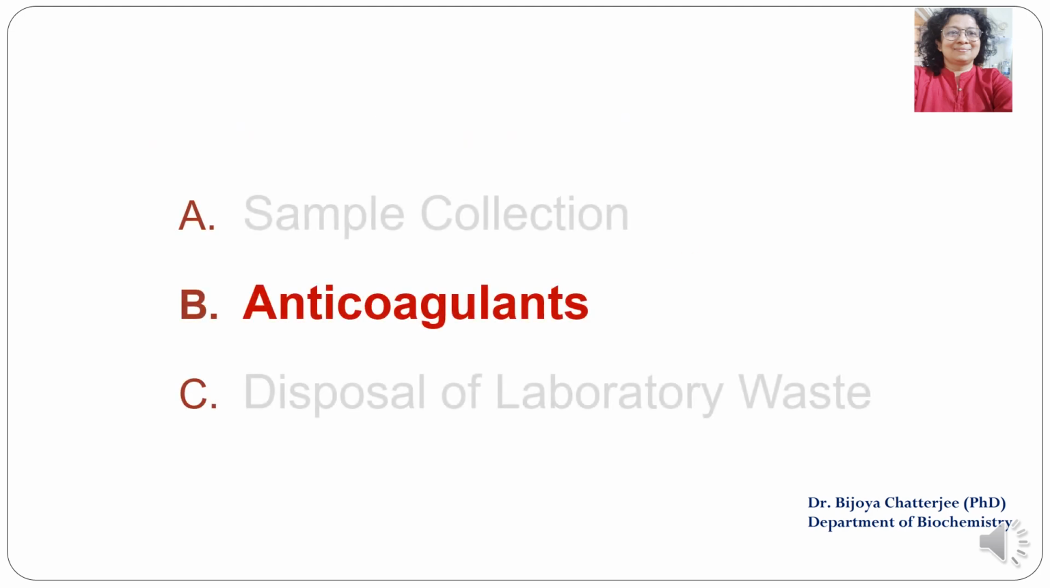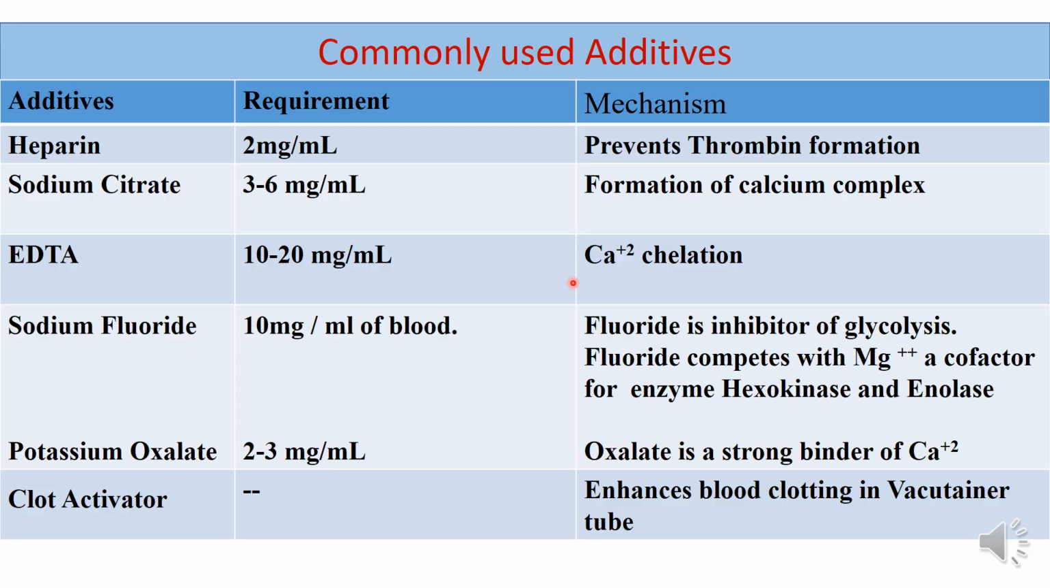So now we come to the next section, that is the anticoagulants. These are the different anticoagulants or additives that are commonly present in the vacutainer tubes. So let us see some details of how these additives work and at what concentration. We begin with heparin. 2 milligram per ml of blood is needed, and it acts by preventing thrombin formation.